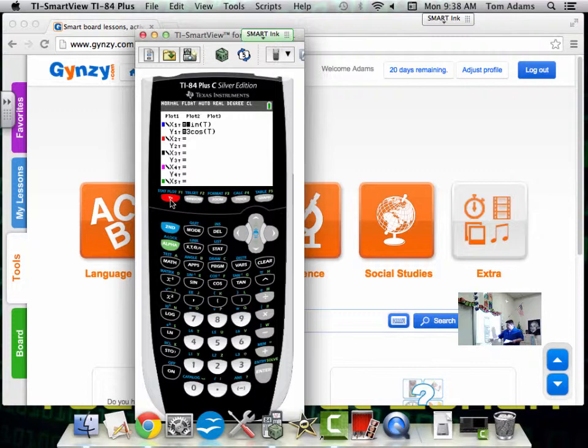Well, it says find... It's already graphed. No, but you graph it and then you go to the table.